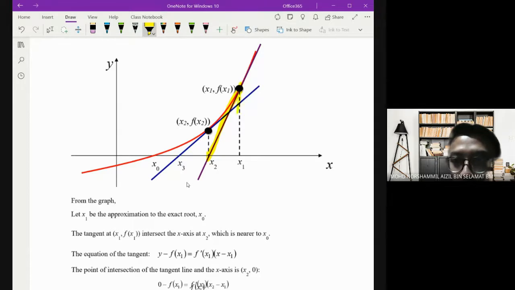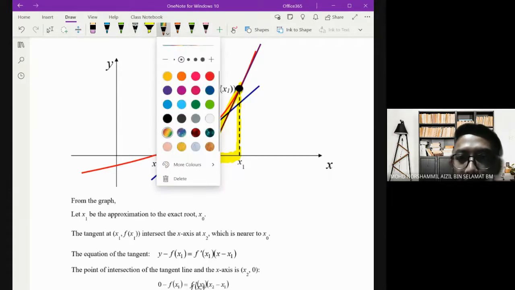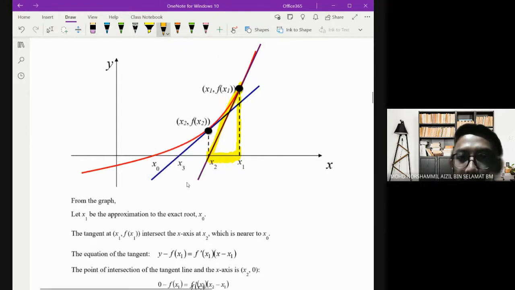This one. Tengok yang yellow color ni. Tukar pen color yellow dah. Color orange yang boleh. Okey. Tengok yang orange color ni.